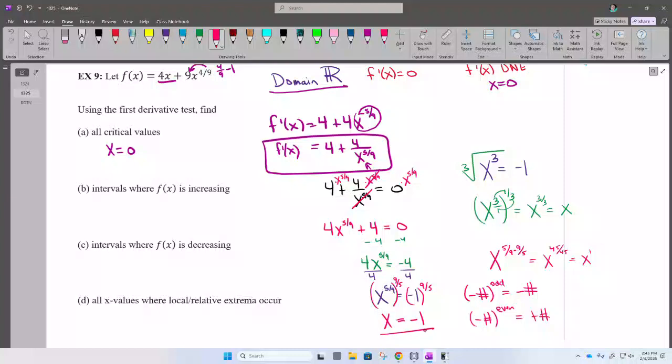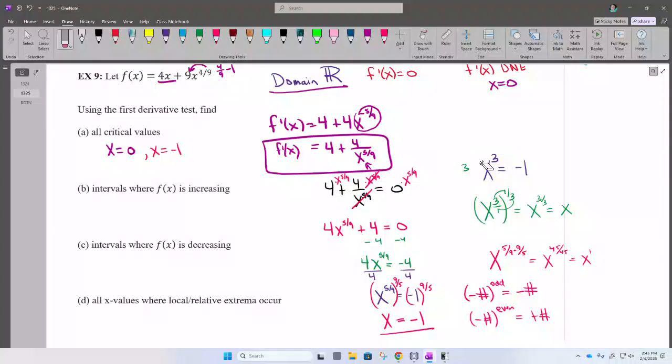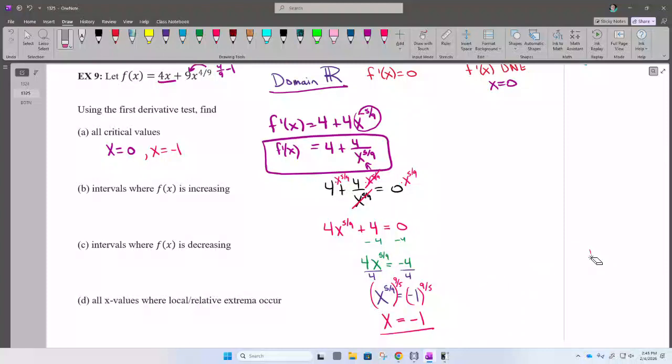So all that fun work, and we come out with a number that might be a critical value. So we ask ourselves, is it a critical value? Is it in the domain of the original function? Yes, the domain is all real numbers. And so we have another critical value now. So two critical values, and I'm going to put both of them on my number line. So I've got -1 and 0.